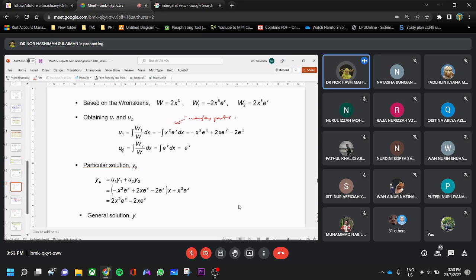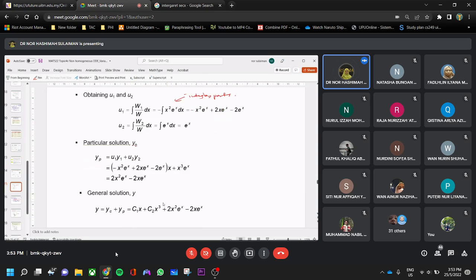Dan yang kedua, U2, integration of U2 prime ataupun W2 over W with respect to x, dapat benda ni. So dah dapat U1, U2, masukkan dalam formula ni. U1 darab dengan Y1, U2 darabkan dengan Y2. So simplify here and there, dapatlah benda ni. So the general solution is the combination of the complementary solution function dengan particular solution. So dapatlah jawapan dia. Are you all with me? Okay. Boleh ikut tak ni?